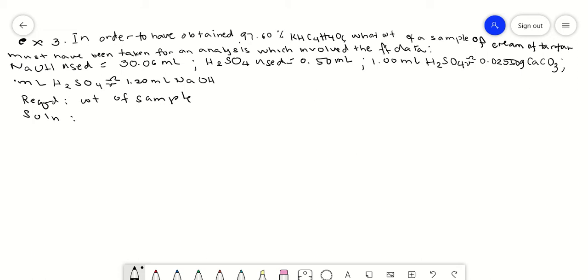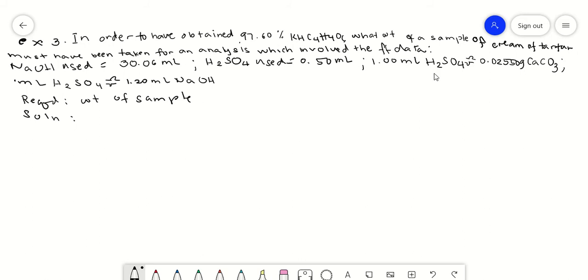However, again, there was an overrun in the endpoint. So there was an excess, or it was overstepped. So we have to back titrate it with sulfuric acid, which is 0.50 ml. The normality of sulfuric acid is not given. However, we are given this analysis, previous analysis.